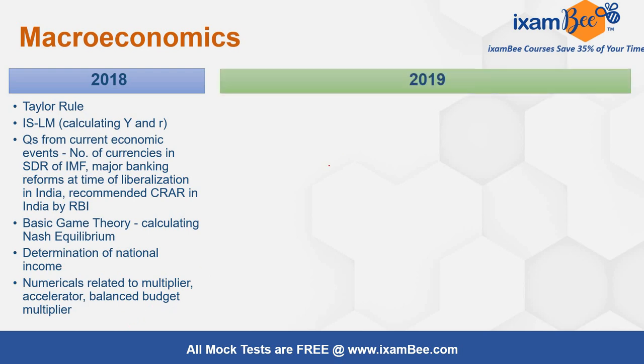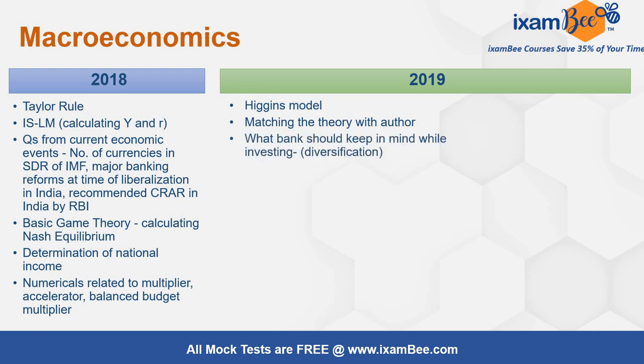As we move ahead to 2019, the topics covered were from the Higgins model. There were conceptual questions where you had to match the theory with the author of that particular theory. There was a simple question as to what a bank should keep in mind while investing. This was a simple conceptual question whose answer was diversification.